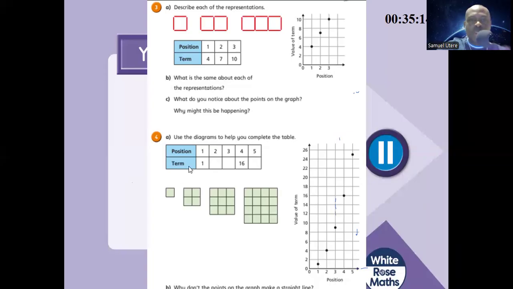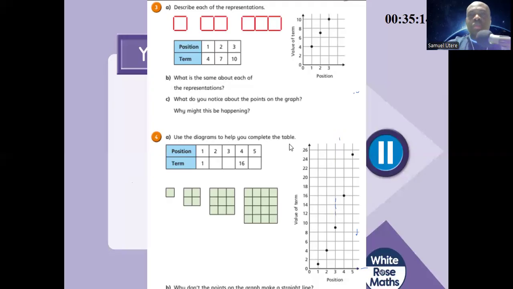remember, this means term value. So position 1 has value 1 because there's only one square. Position 2 is going to have value 4 because there are 4 squares, right? And so on and so forth. You can even use the graph to complete it because you can trace and say, okay, what number does this match? Let's say for the third term, you didn't know. So you can say, okay, that's 3. If it's between 10 and 8, then that has to be 9. You can clearly see that there are 9 squares here. So you could use the diagram to complete the table. You could also use the graph to complete the table.